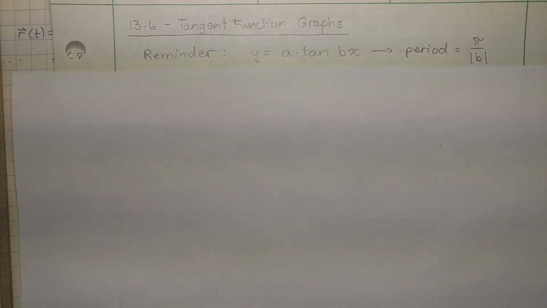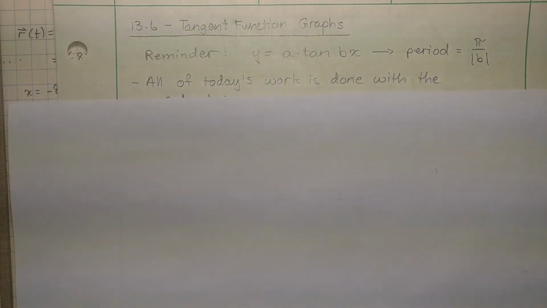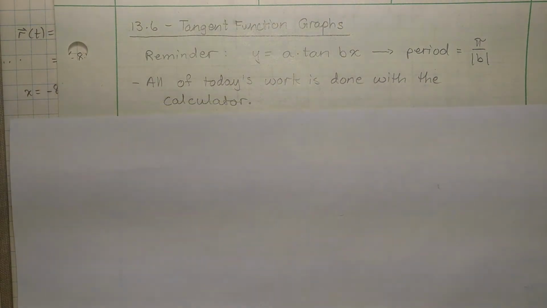A couple important things. First, a reminder that when you have a function of the form y equals the tangent of b times x or b times theta, it's the same thing, we can use x or theta interchangeably. Remember, the period of that function is pi over the absolute value of b. So the standard period is pi, not 2 pi. And also important to note that all of today's work is done with the calculator. So today's work is all calculator active assignment.